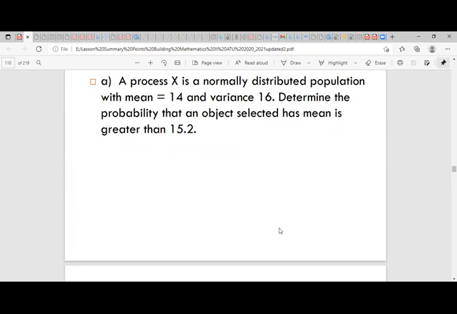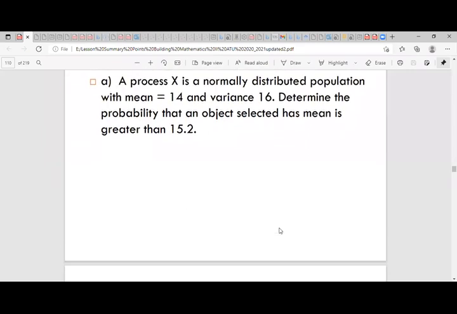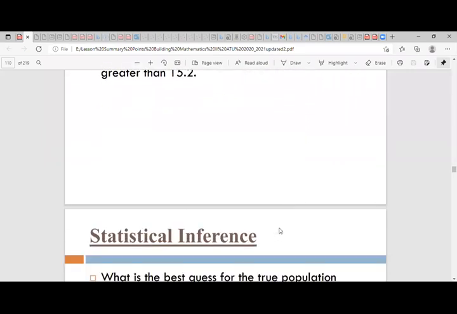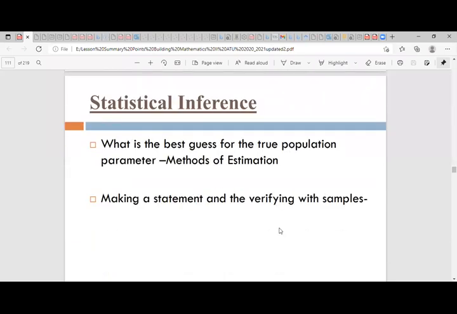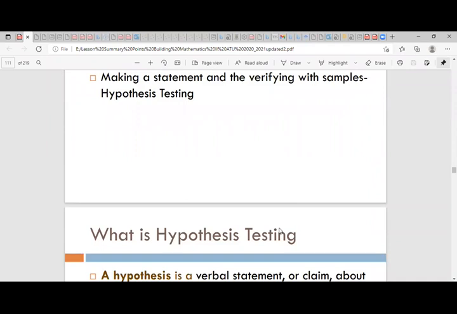400 and a variance of 16. Determine the probability that an object selected. No, this is the first type, the one we did last week, because here we don't have the sample mean, the sample size here. So let's keep, we have a lot of examples in hypothesis testing. So let's keep and go to hypothesis testing first. Then we'll come back to what we just did.